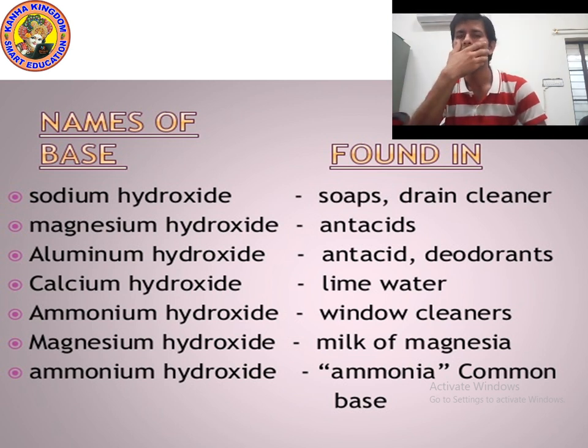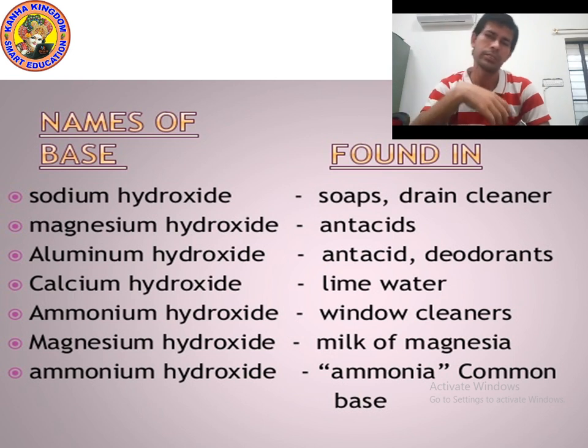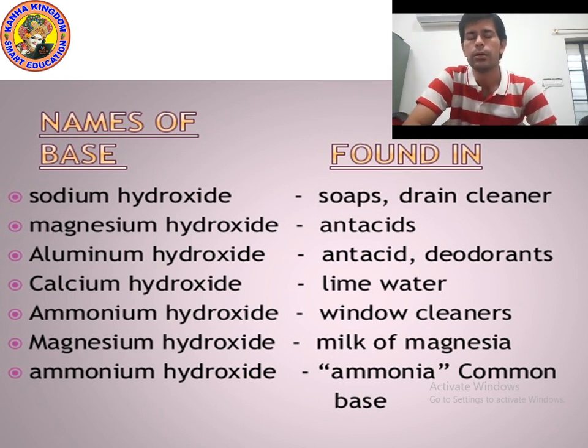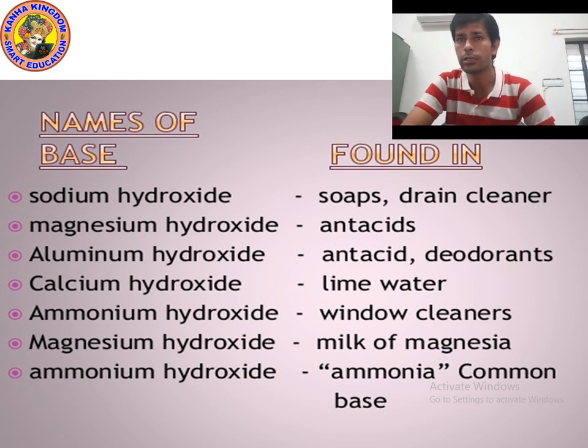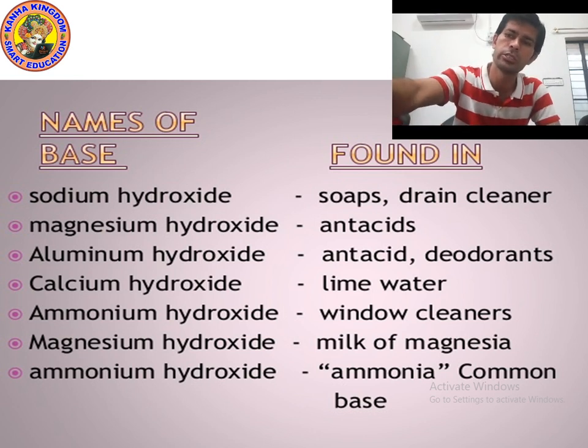Kids, I hope you understood that sodium hydroxide is used in soap and drain cleaner. Magnesium hydroxide is used in antacid. Aluminium hydroxide is used in antacid and deodorant. Calcium hydroxide is used in lime water. Ammonium hydroxide is used in ammonia and window cleaner, and magnesium hydroxide is used in milk of magnesia. Now let's go on to the next point.